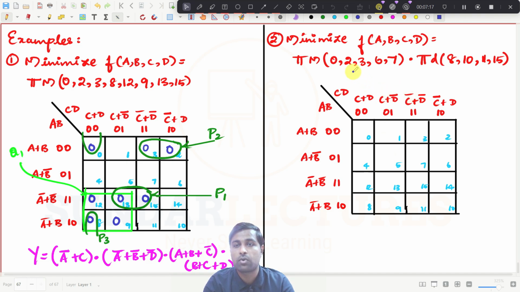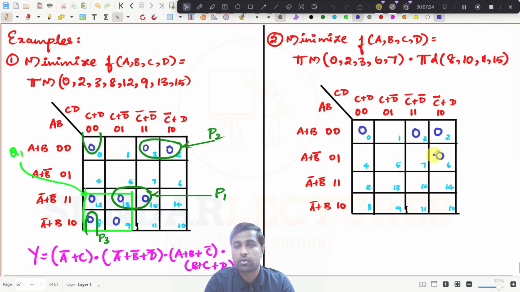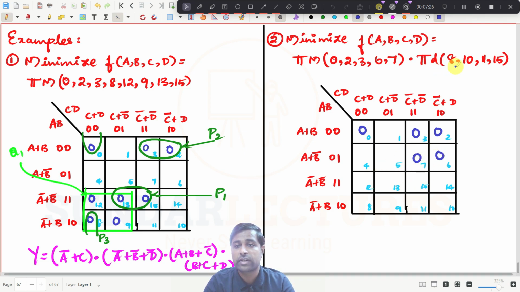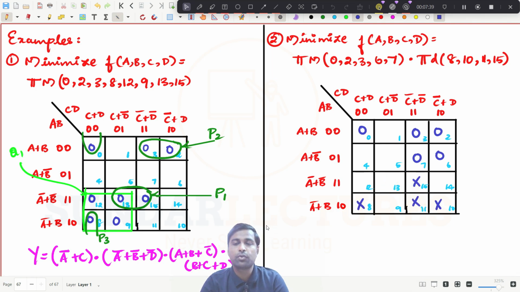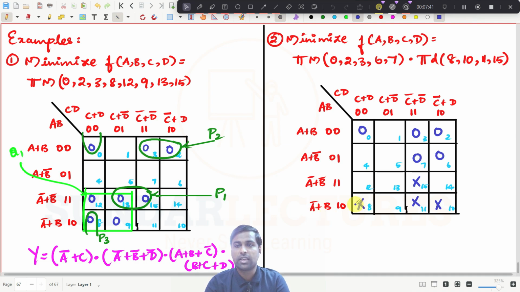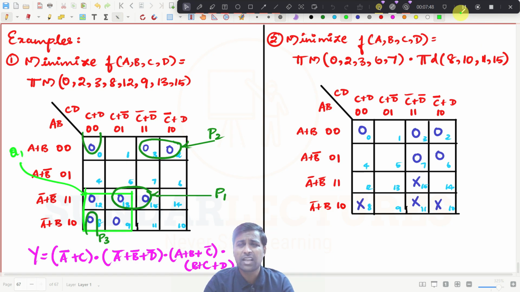So what you can do now, I will just map it down. This is 0, 2 is 0, 3 is 0, 6 is 0, 7 is 0, and for don't care conditions, 8 is X, 10 is X, 11 is X, 15 is X, right? So what I have to do now is cover all the zeros. That is my ultimate aim. Try to understand, my ultimate aim is to cover all these zeros.